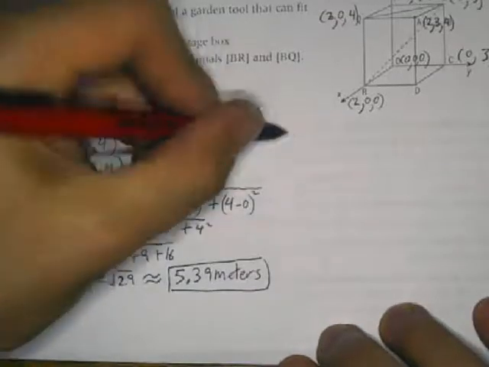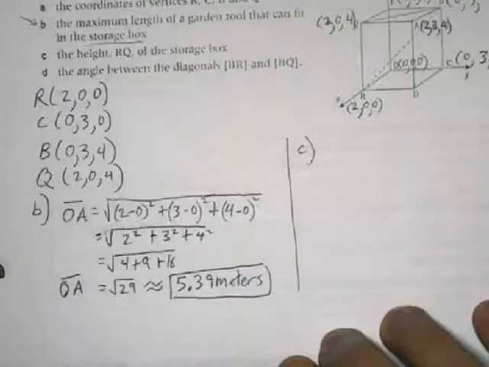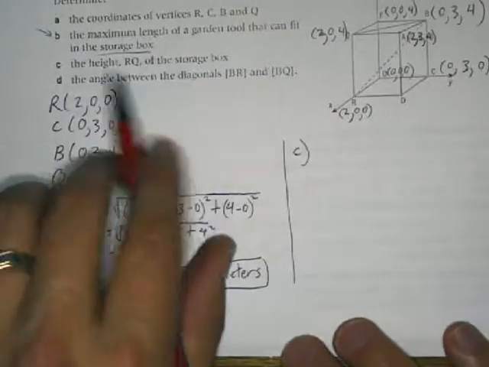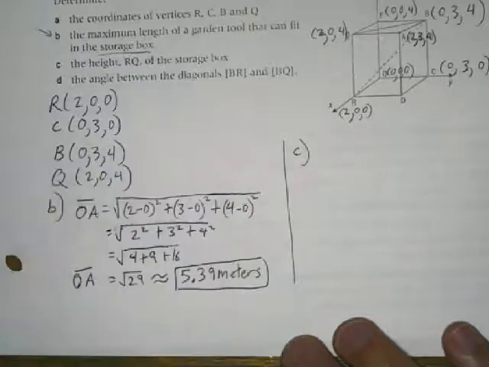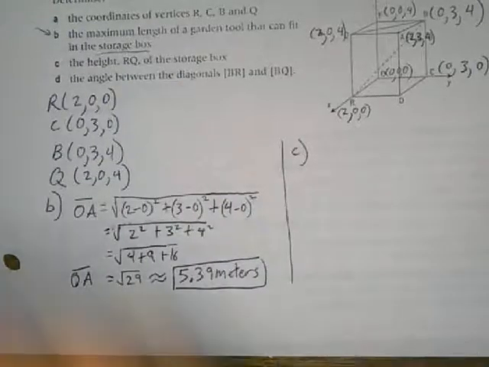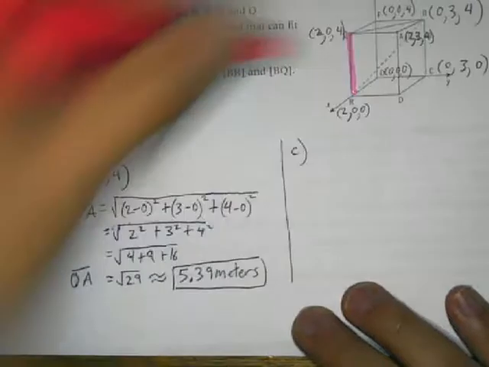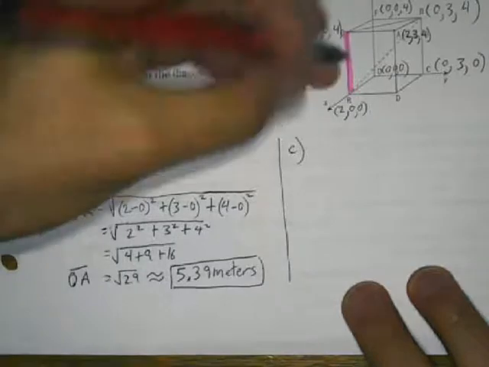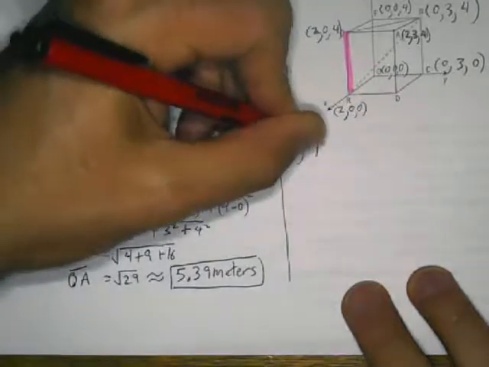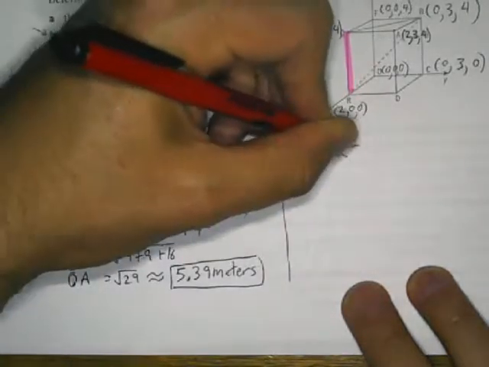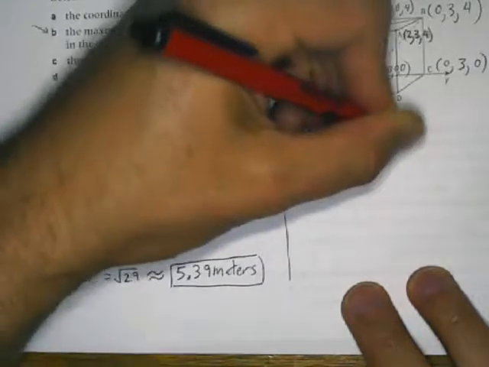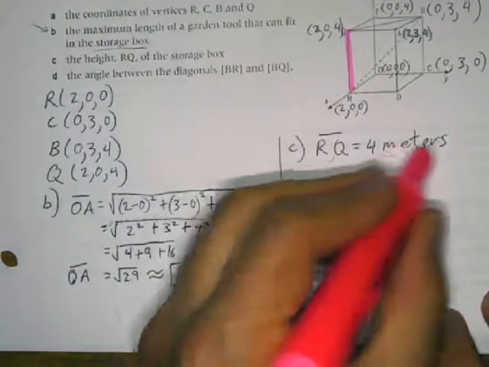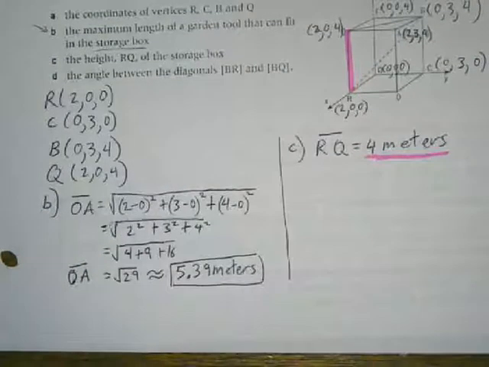Now, question C is a little tricky. Question C says, actually, C is not the tricky one. Find the height of RQ. So the height from R to Q, all it is, is 4 meters. So RQ height is 4 meters.